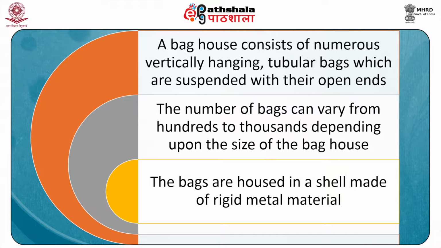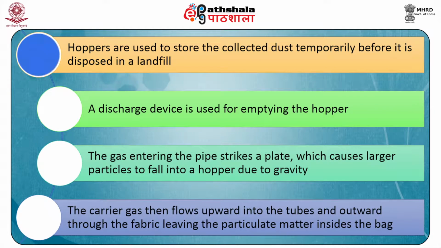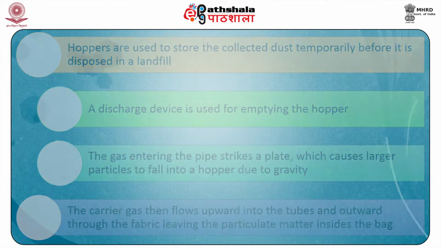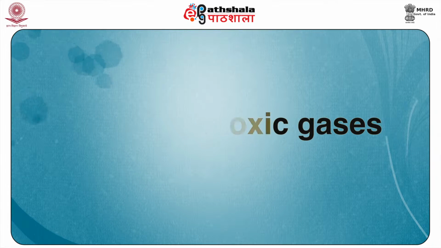The bags are housed in a shell made up of rigid metal materials. Hoppers are used to store the collected dust temporarily before it is disposed in the landfill. A discharge device is used for emptying the hopper. The gas entering the pipes strikes a plate, which causes larger particulates to fall into the hopper due to gravity. The carrier gas then flows upwards into the tubes and outwards through the fabric, leaving the particulate matter inside the bag.